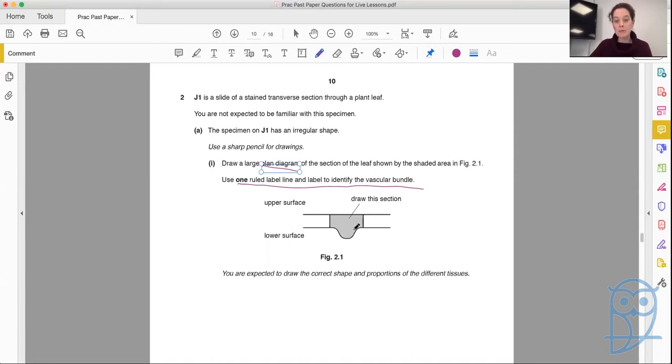We see there's a bump in the middle and we're asked to draw this section. Okay, you are expected to draw the correct shape and proportions of the different tissues. Again, standard instruction, but a nice reminder for you. So obviously, if you don't have J1, you don't know what J1 looks like, but you can get a good practice still doing a plan diagram if you use your textbook.